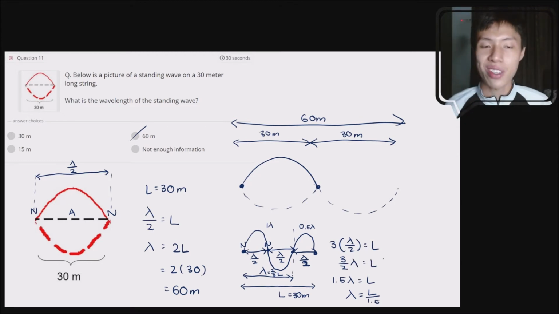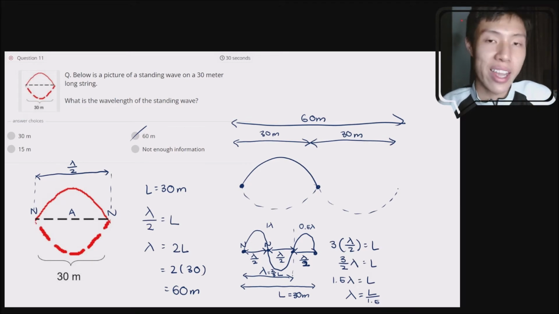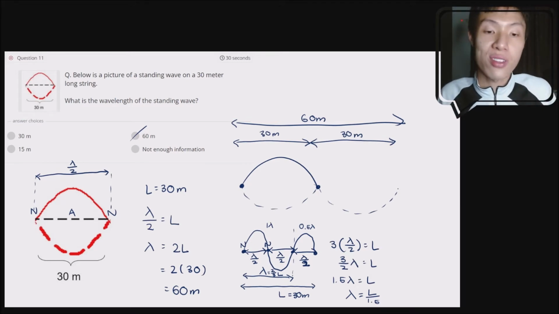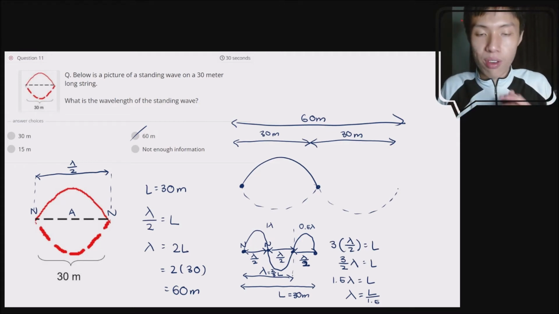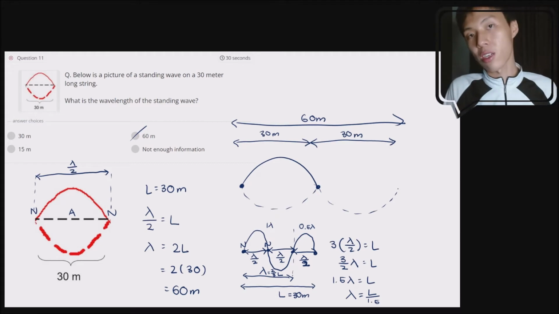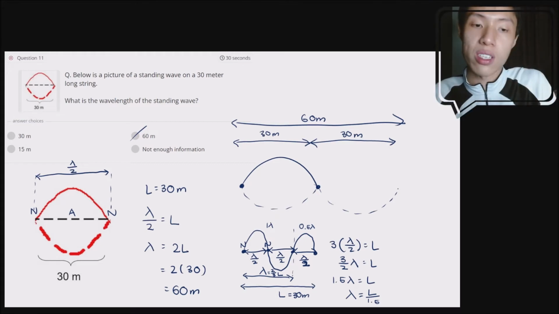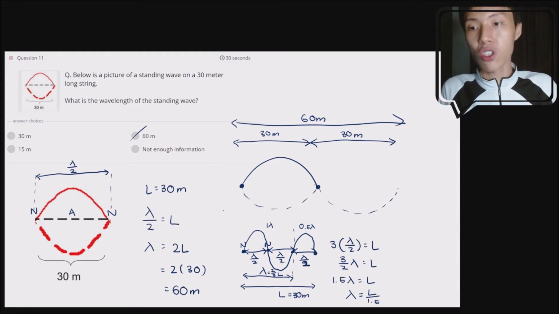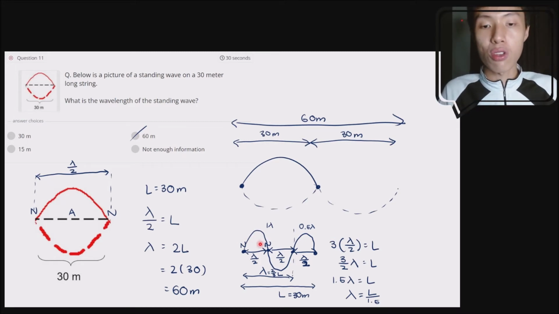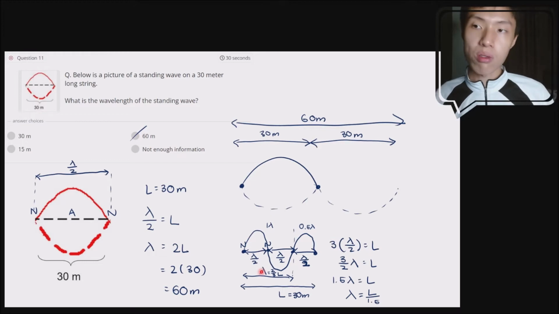There are many ways to determine the wavelength just by knowing the length of the string. The important thing is you need to have a strong concept. Then you can look at it from either a graphical approach or a mathematical approach, by knowing that the distance between two nodes is always lambda over 2. So that's how you solve question 11. Let's move on to the next question.